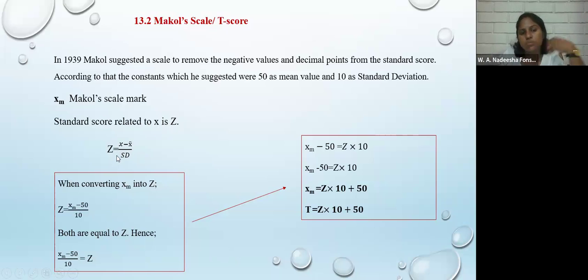can be written as X minus X bar divided by SD. This is X bar, not double dot, X bar. Then, if you want to find the Z score of McCall's scale mark, you can write it as Xm minus X bar, the mean value, no? According to McCall, he introduced the mean value as 50 and the standard deviation as 10. So Z can be written as Xm minus 50 divided by 10. And in the normal way, Z can be written as X minus X bar divided by SD. So both are equal. So we can consider Xm minus 50 divided by 10 equals Z. And this is the normal equation.